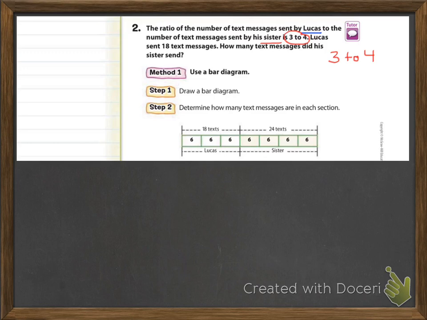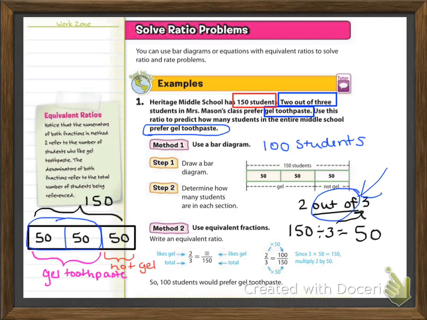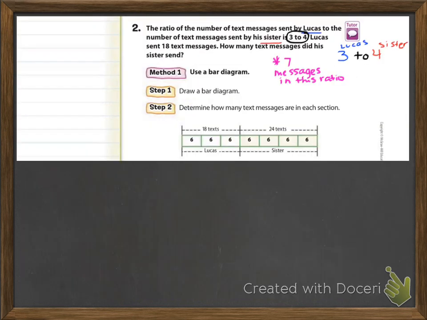So let's go ahead and label that. All right, so I changed up the colors a little bit so that we could match them to Lucas and his sister. But notice I've also written a little star here that says 7 messages in this ratio. So in this ratio, when it was 2 out of 3, you only had 3 for your total, period. That was it. But in this ratio, because it says 3 to 4, what it's saying is that for every 3 Lucas sends, 4 his sister sends. So that's a total of 7 messages.